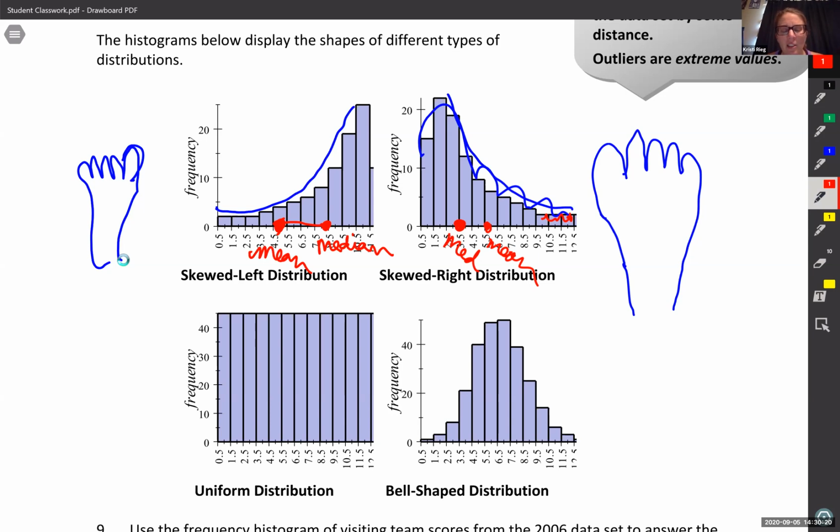Let me just talk about these last two real quick. This one would be symmetrical because it's just a straight line all the way across. The mean and the median would be right there in the middle. And then bell-shaped, trust me when I say we are going to talk nonstop about bell-shaped probably like 6 weeks later on in the semester. So we're not going to worry about bell-shaped right now.